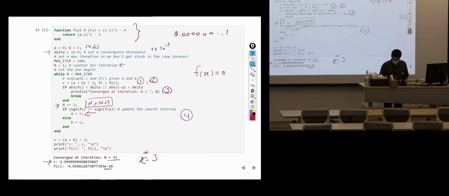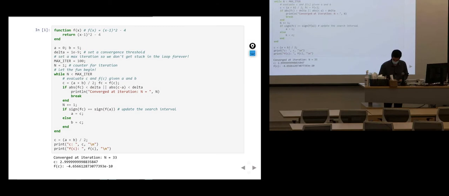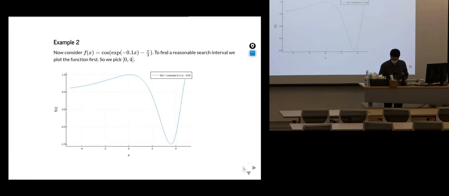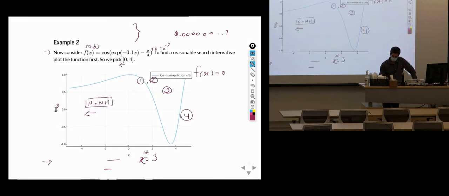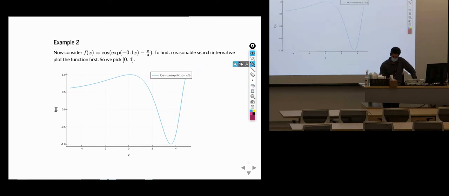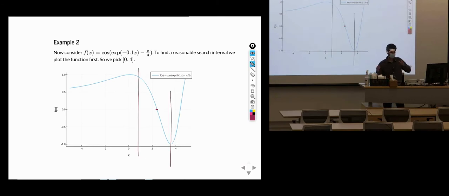So I want to move on from this slide, and let's look at another example. It's not so easy to guess the root by just looking at it. So what we're going to do is visualize the function because it's single variate. And there is a zero crossing here. Anything you find on the side should be fine, right? Let's pick 0 and 4. That's my choice here.